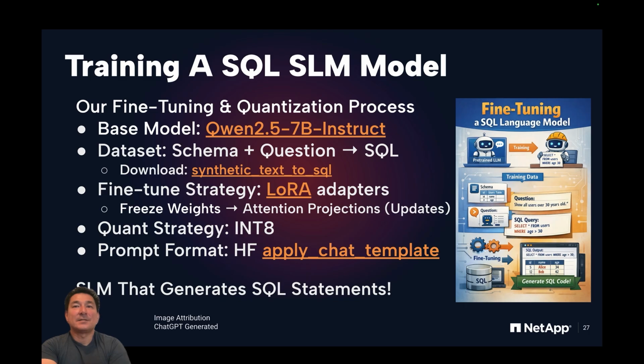The fine-tuning strategy we're going to use is LoRA, which augments the weights and attention projections based on the SQL dataset that we're using. Next, we're going to quantize from floating point 32 to int 8, so using a fourth the number of bytes for representation between these two number sets, and obviously a much friendlier compute mechanism for CPUs. Finally, we're going to use a typical Hugging Face chat template to take our user input and parse output.